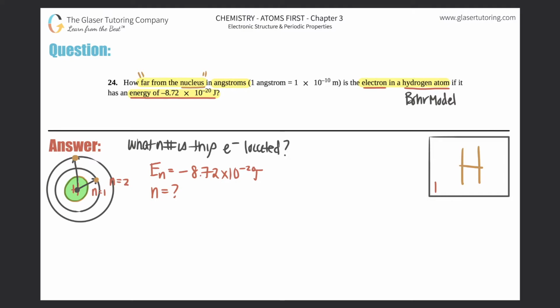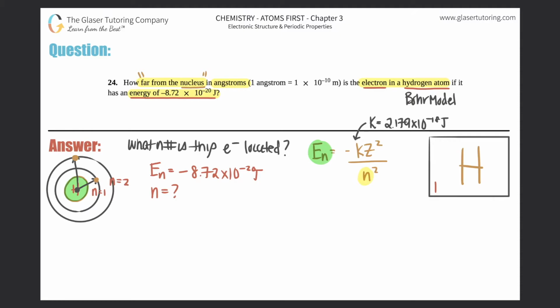So I can use my equations that are listed with the Bohr model to figure this out. The equation that I can use is En equals negative k z squared over n squared, because I know the En. K, remember, is a constant number. It's the Rydberg constant. In this case, they tell you it's k, but nonetheless, k equals 2.179 times 10 to the negative 18th joules. So we could just plug that in, and we're solving for n.